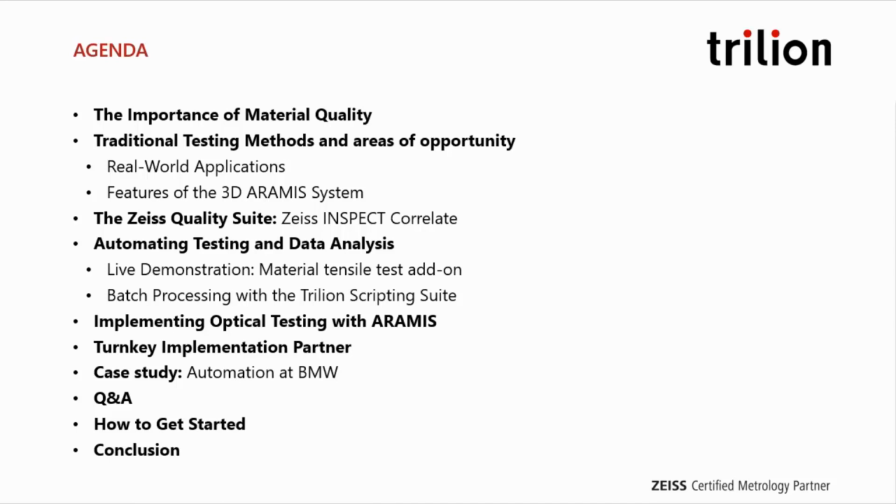We're going to go into a little bit of an introduction to the Zeiss Quality Suite, more specifically the Zeiss Inspect overlay. We'll do a little bit of demonstration. We'll go into batch processing and using kiosk mode and a few other areas of opportunity that'll make testing a lot easier. And then we'll go through an overview of how easy it is to actually set up the optical testing with the Aramis system, how you can leverage us, and then we'll go through a case study that will ultimately provide the value that a system like the Aramis system is going to provide for our partners.